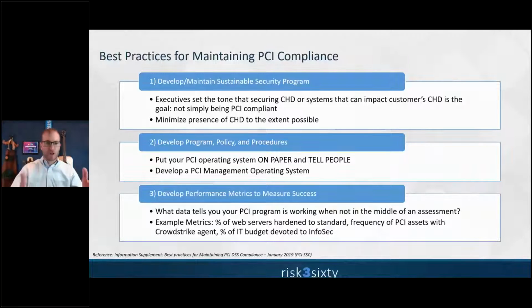Do you have success metrics, such as, I have it on the slide, right? Percent of web servers that are hardened to a standard? Do you have a count of PCI assets with a CrowdStrike agent on them, right? How many of them have a CrowdStrike agent on them? How much of your IT budget is actually devoted to information security, right? Do you have sufficient budget to maintain your program? All these things are super important that you really need to be thinking about. And these should be built into that MOS, right? That last piece, the goals and KPIs, this is what we're talking about, and this should be built in.